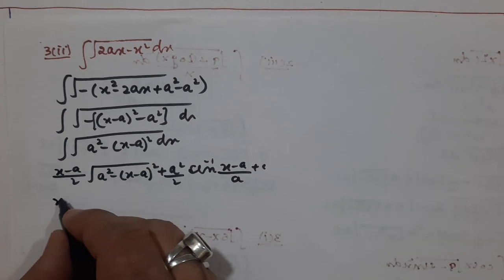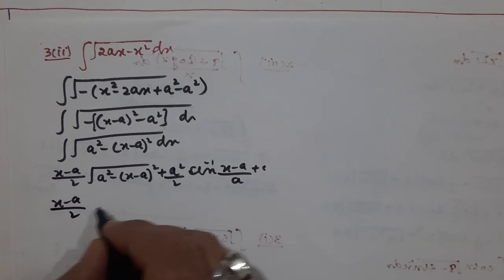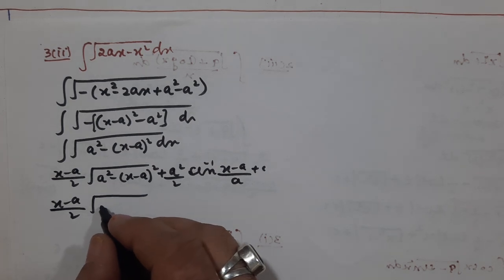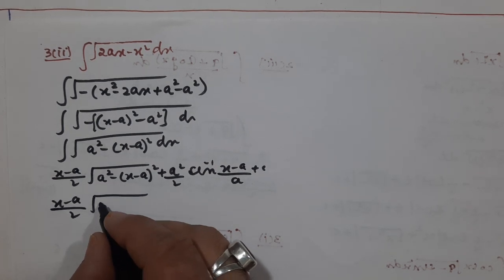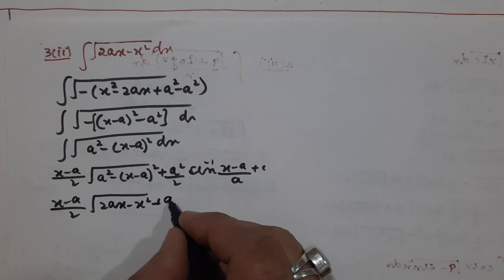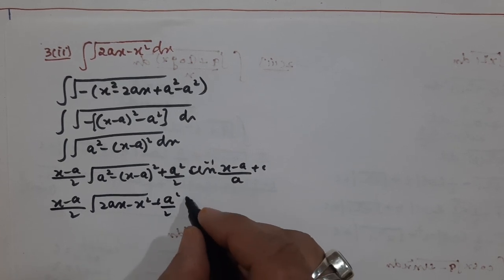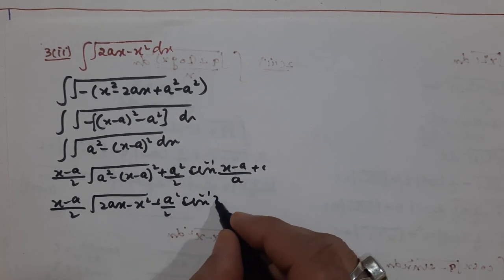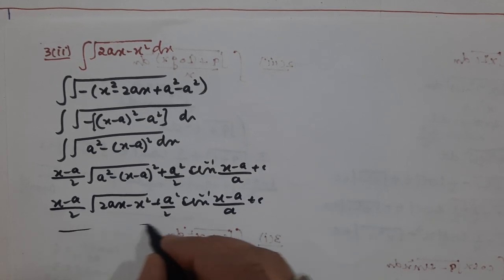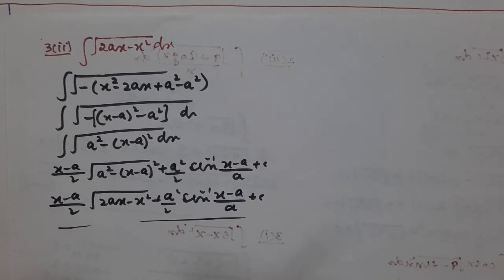So on solving it further, x minus a upon 2, on solving this bracket, we get 2ax minus x square plus a square upon 2 sine inverse x minus a upon a, plus c. So this is the solution.